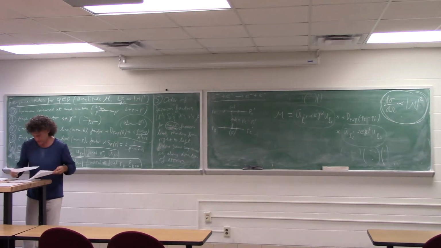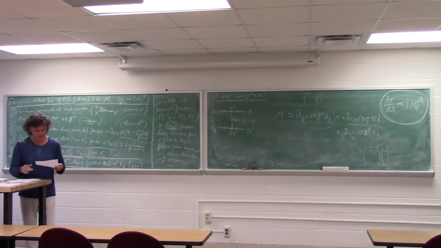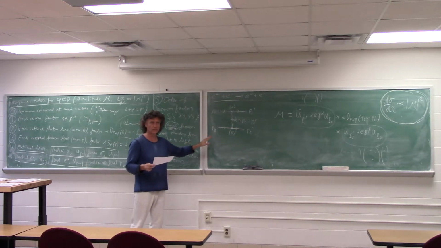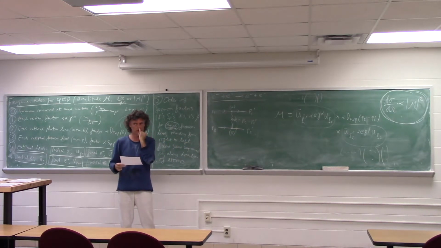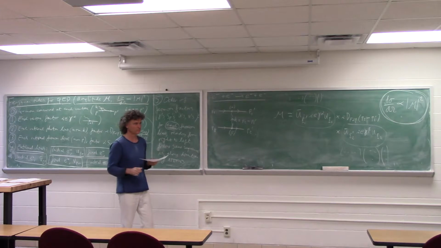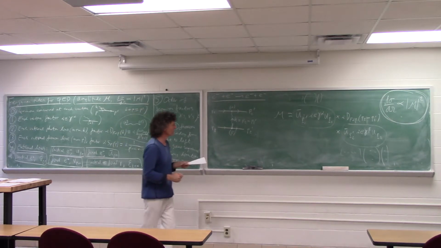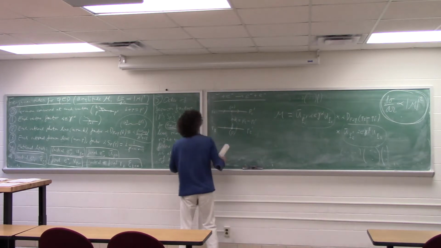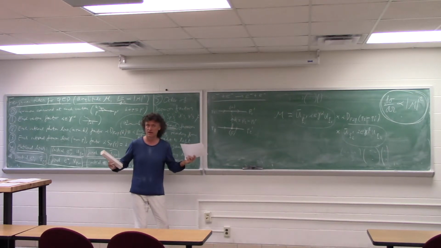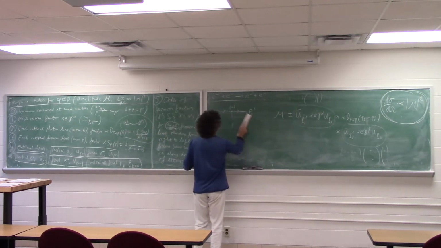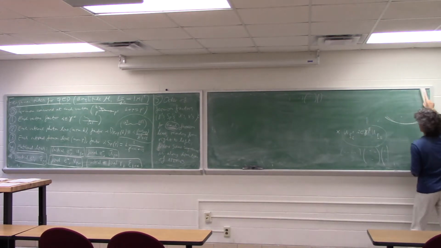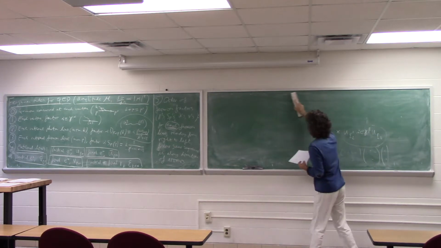Okay, one other example. All right, so before I move on, is everyone clear on this? Straightforward enough. Okay, good. All right, now I'm going to look at the example of a positron scattering from a photon. So it's Compton scattering, but with positrons.